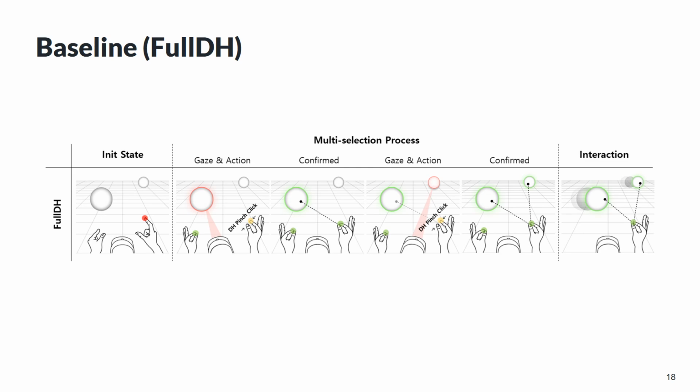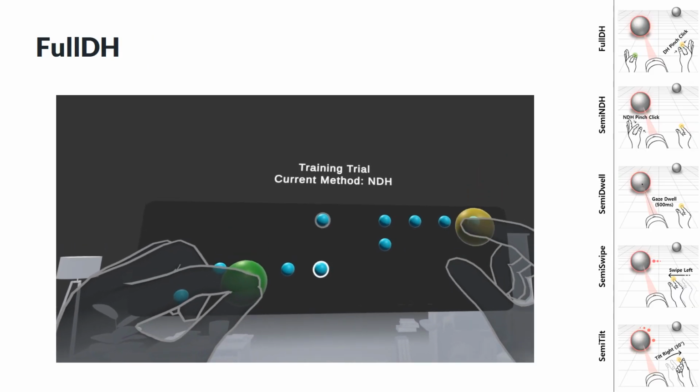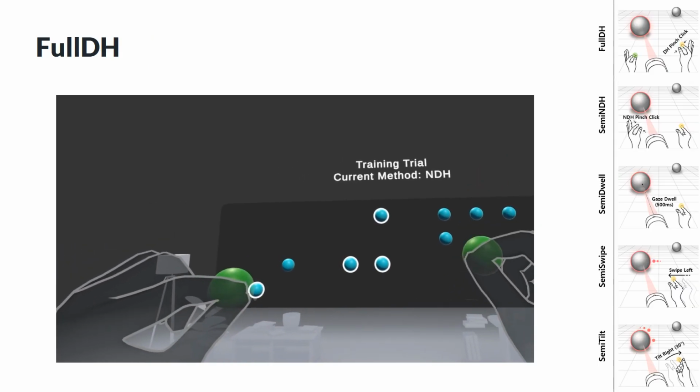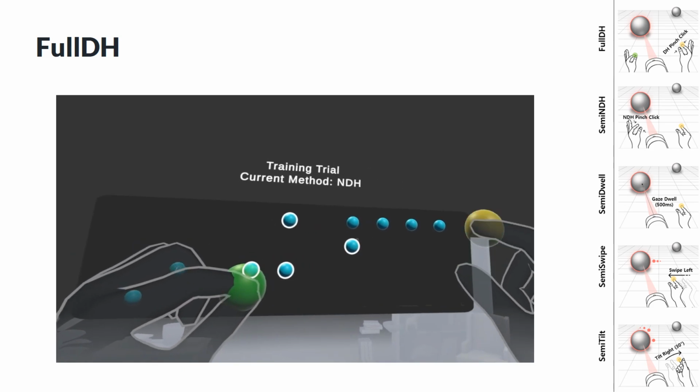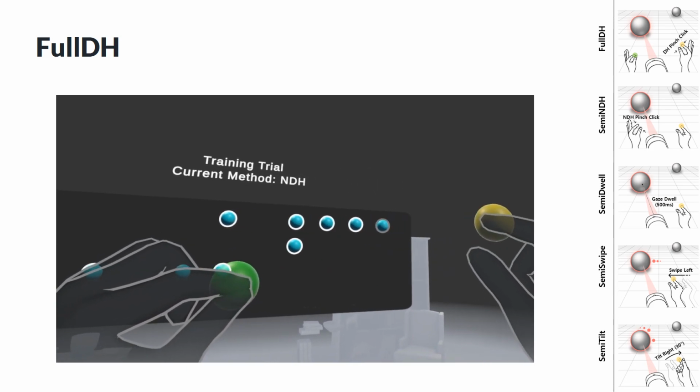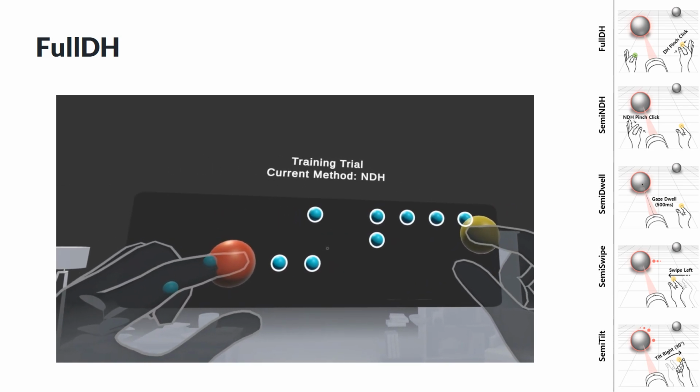Lastly, we designed FullDH, which is a baseline technique inspired by the keyboard and mouse mechanism. As we press the Ctrl key with our left hand and mouse click with the right hand, FullDH uses non-dominant hand pinch for multi-selection mode and dominant hand pinch clicking for subselection.